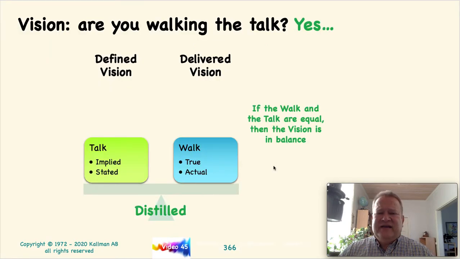Now we're going to go back to vision. And are you walking the talk or just talking the talk? Because if you don't have a vision for your product, you probably have an extremely high chance of failing. So, and it goes to leadership as well. If your walk and talk are equal, so the implied and stated visions match the true and actual vision, and these are in balance, and the distilled agreement is there. So you've defined it, you've distilled it, you can deliver it, okay? And this is what the picture looks like.